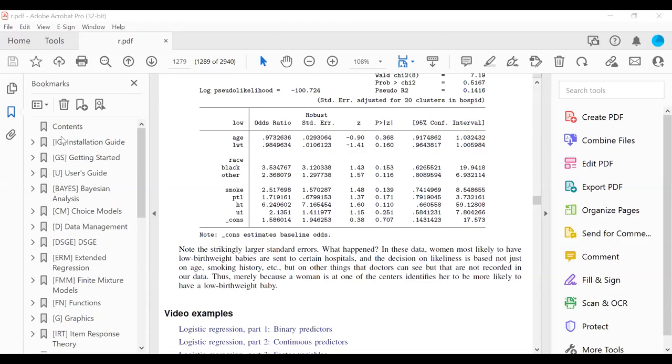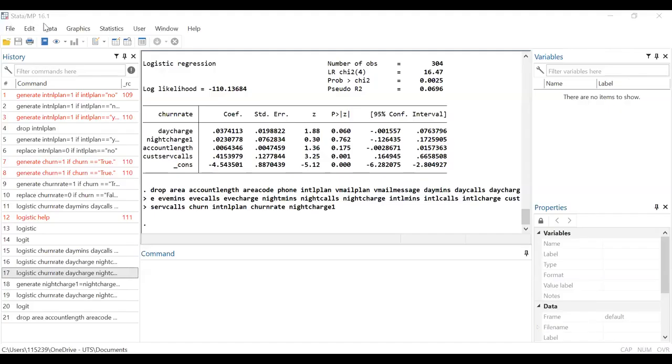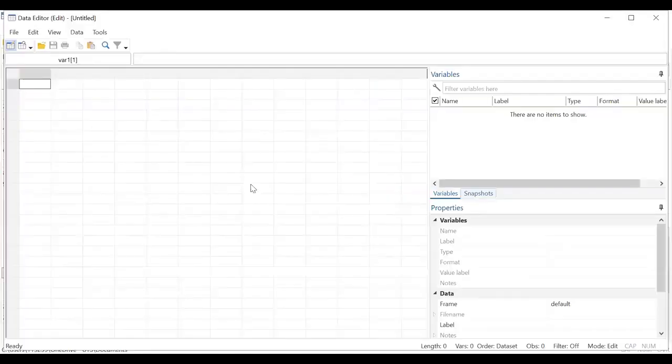I am going to paste the data. Oh, this is PDF. Okay, so I'm going to paste the data here.